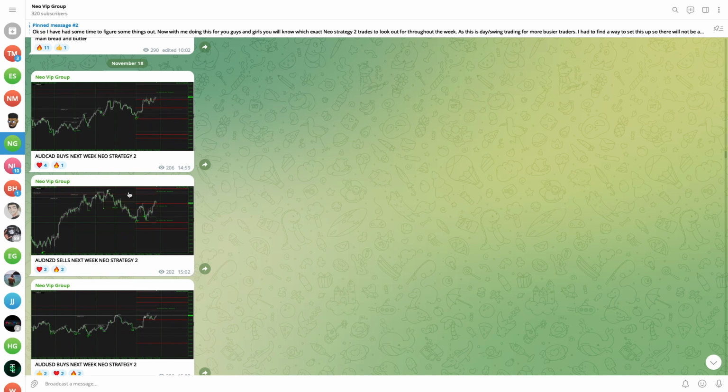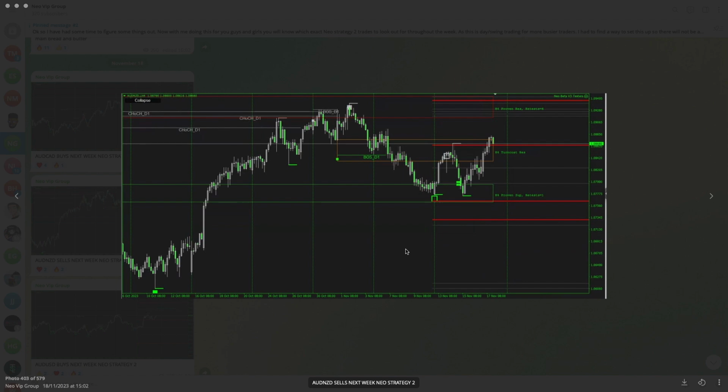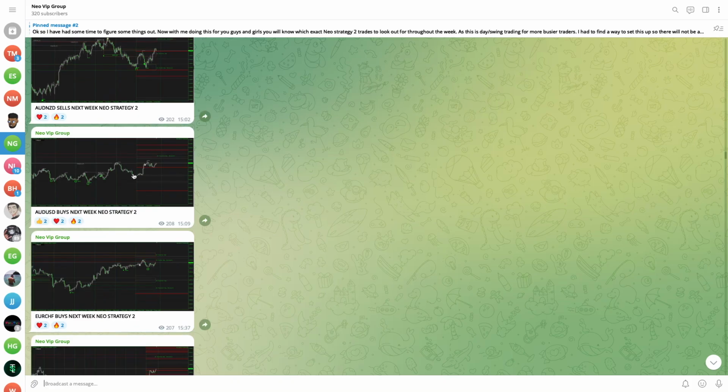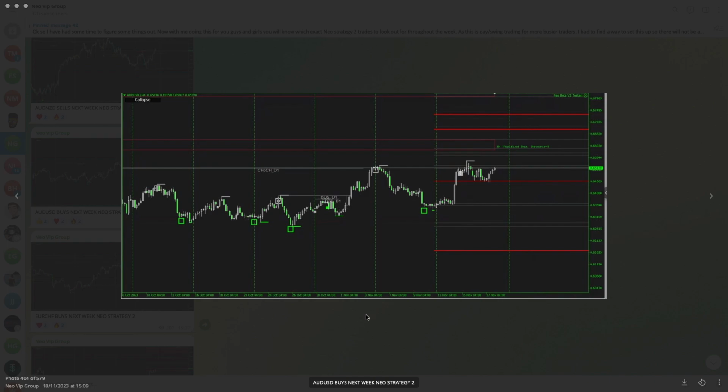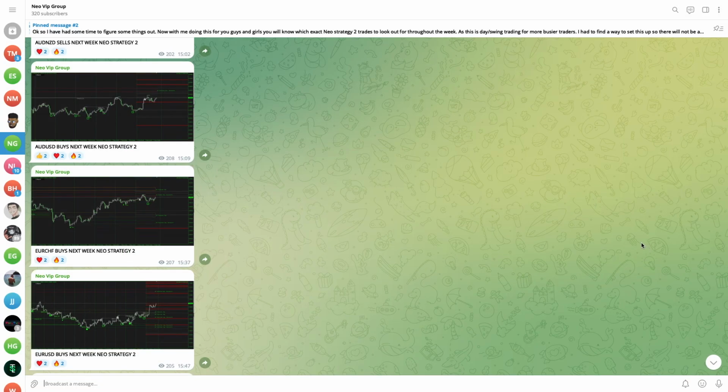Now you can see here I've been telling the traders in the VIP section that have NEO the indicator, you're going to be looking for buy continuations on AUD CAD, you're going to be looking for sell continuations on AUD NZD, and so on. AUD USD, you were looking for buy continuations. Euro CHF, you were looking for buy continuations. Now again, I'm going to go into NEO so you've got a better understanding of this, but once you have this product, you don't have to worry about what to trade. This is how amazing this is.